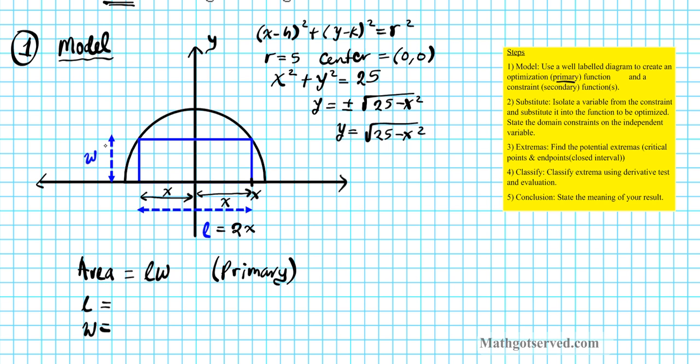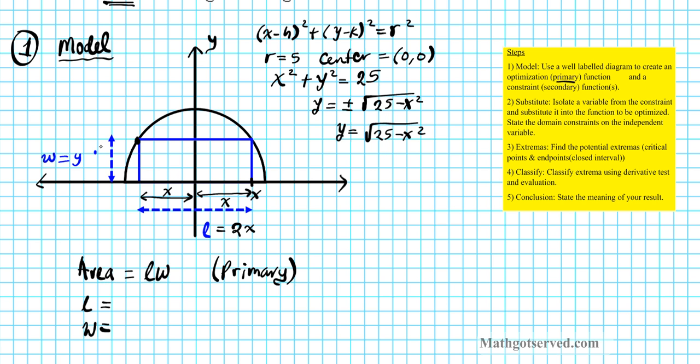And then what's our width going to be? How wide is this going to be? Well, this is going to be y. Let's rewrite this. Our width is going to be y. Width is equal to y. But what is y? Y is the square root of 25 minus x squared.